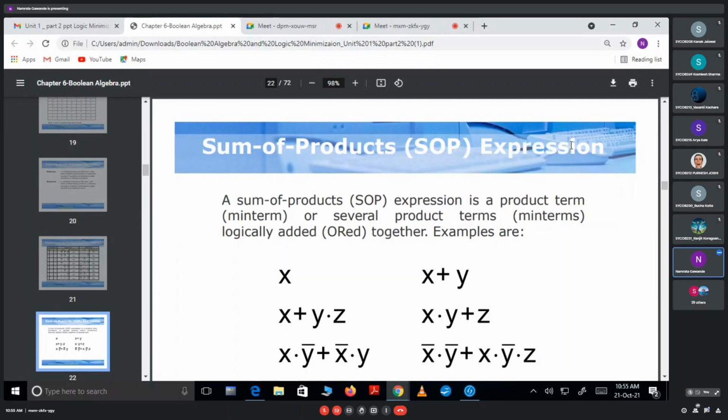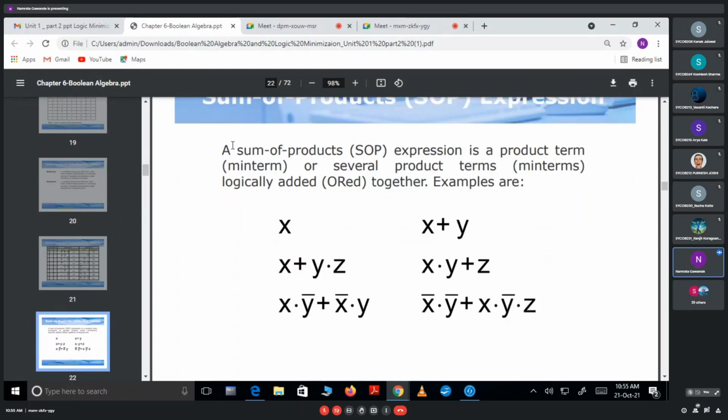You will have two parts in that, SOP and POS. See students, literals can be arranged in two forms, in SOP form or in POS form. Now what is meant by SOP form? A sum of product expression is a product term, product term means min term, or several product terms, known as min terms, logically added all together. This is a little bit difficult. I will tell you a simple definition for this.